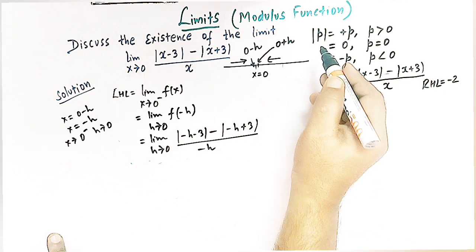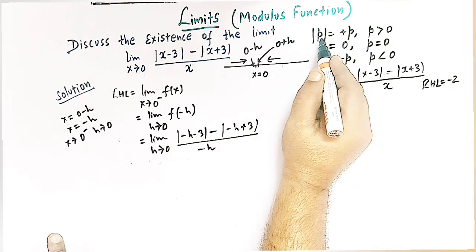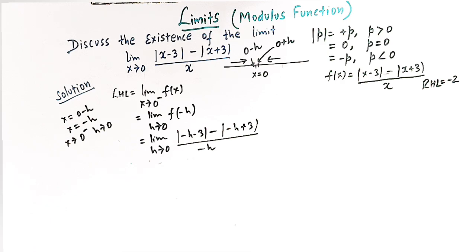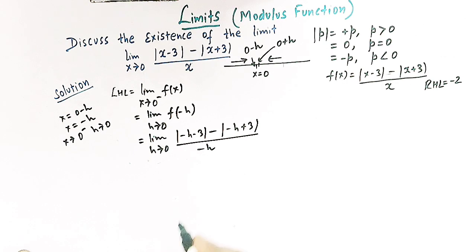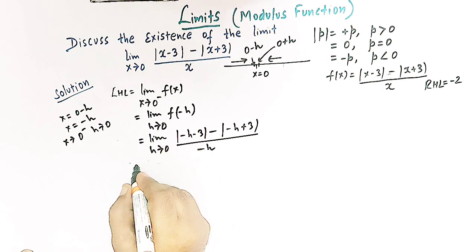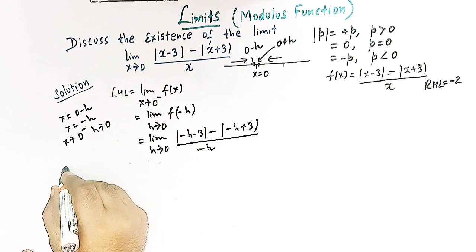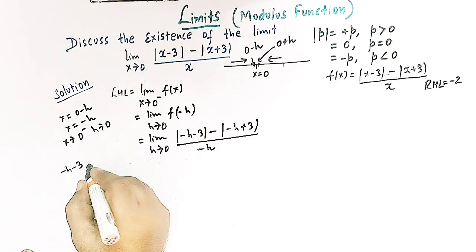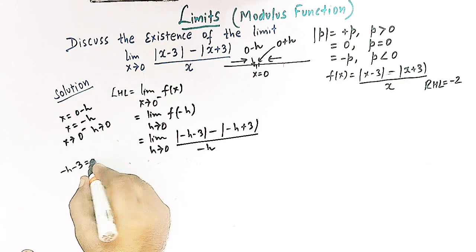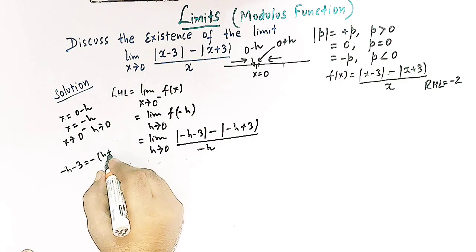So again we'll make use of this definition of mod function. Let us first see this quantity, that is minus h minus 3. Now see, minus h minus 3 can be written as minus, and here we have h plus 3.